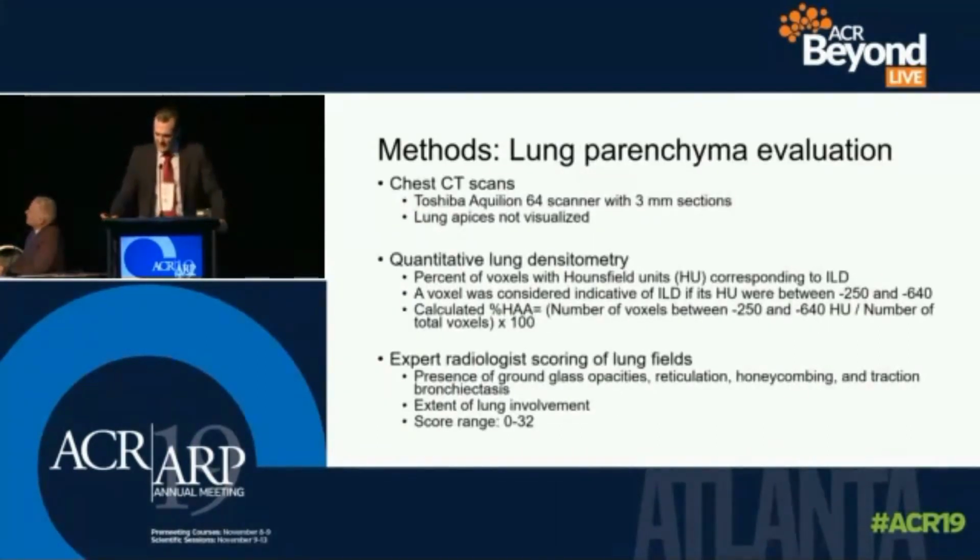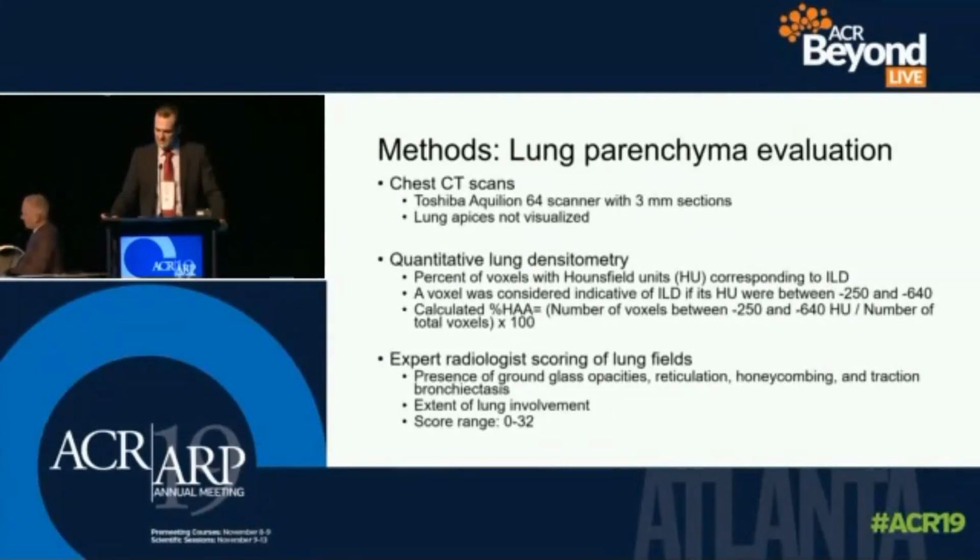We explored lung structure using a variety of modalities. Patients underwent a 64 detector CT. Lung parenchyma from the level of the carina to the lung bases was included, but not the apical lung fields. The lung fields of cardiac CT scans were assessed with quantitative densitometry with the use of specific software. Similar to prior studies, a voxel was considered indicative of ILD when the assigned density by the software fell in the range of -250 to -640 Hounsfield units.